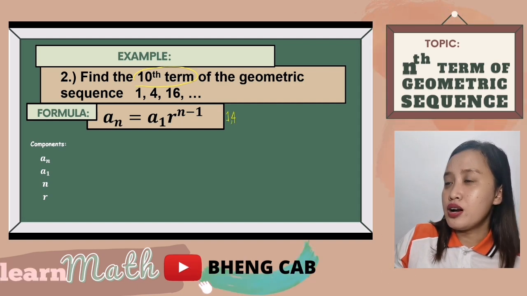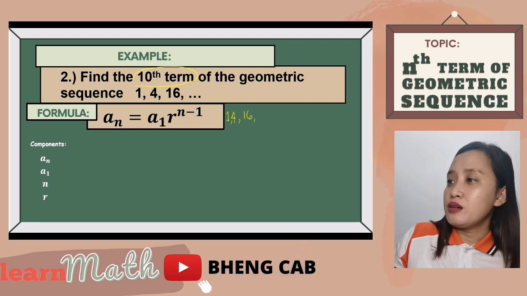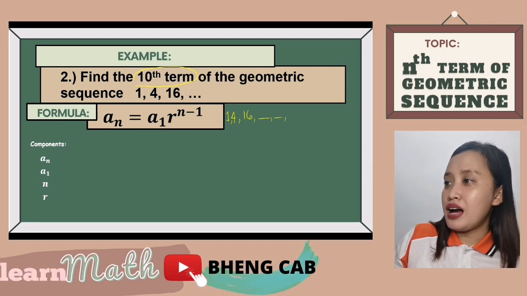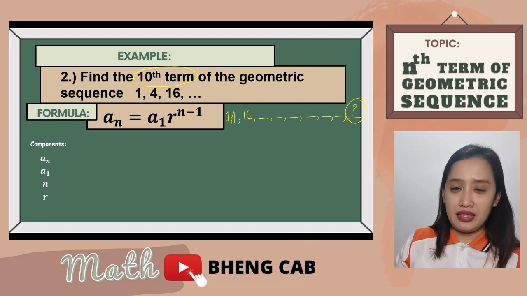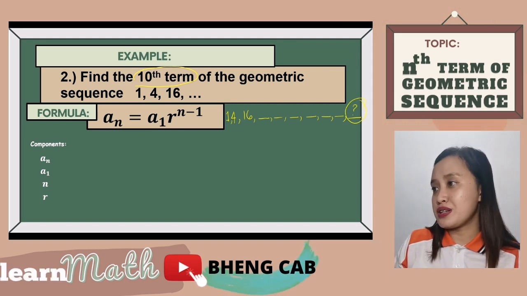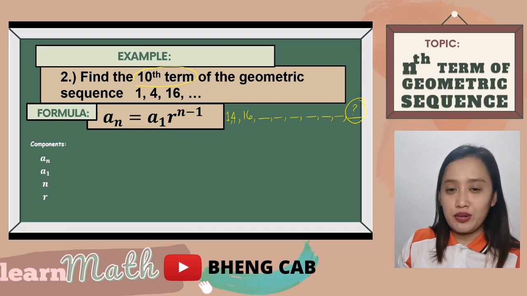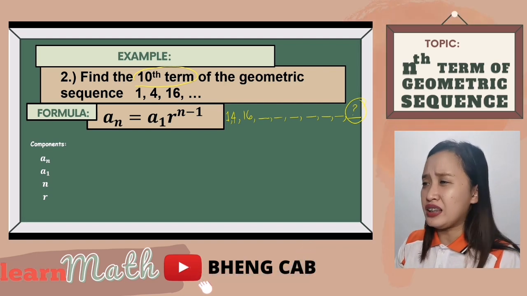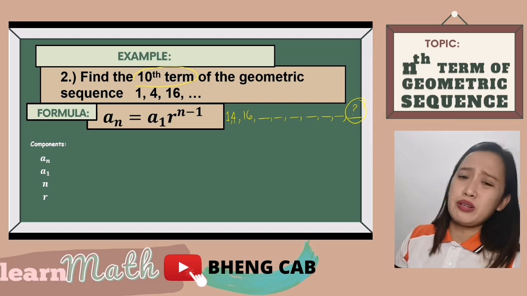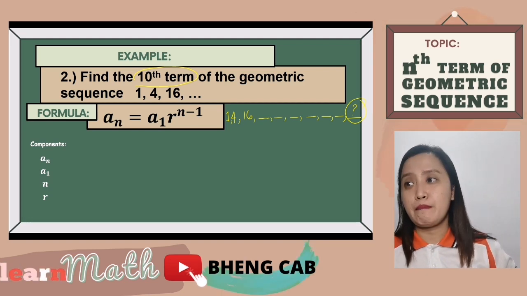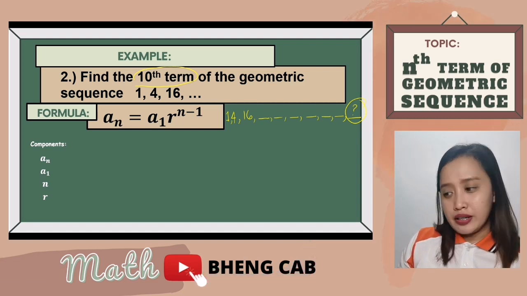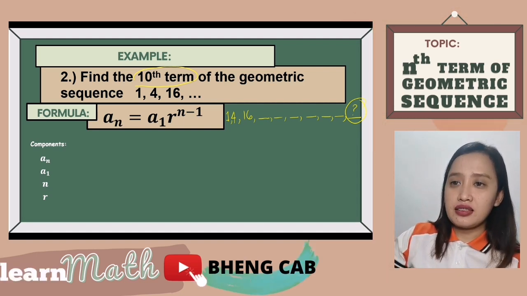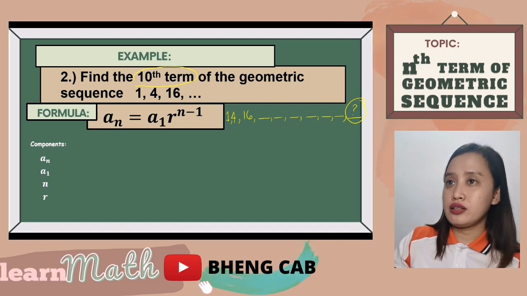So, if I try to write it, I have here 1 muna pala. 1, 4, 16, pang-4, pang-5, pang-6, pang-7, pang-8, pang-9, at itong pang-10 ang kailangan nating hanapin. So, dito natin 1, 2, 3, 4, 5, 6, 7, 8, 9. Ito, pang-10. Ayun ang pinakakailangan natin hanapin. Hindi natin kailangan hanapin yung pang-4, pang-5, pang-6, pang-7. Ang kailangan lang ay hanapin ay pang-10 term. Okay. So, in order to do it, let us get the components through the given we have.